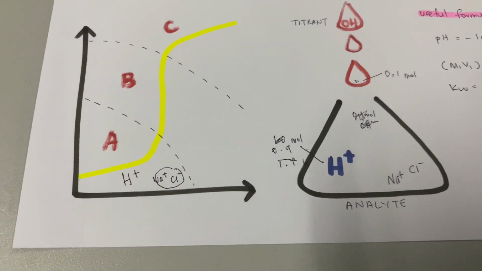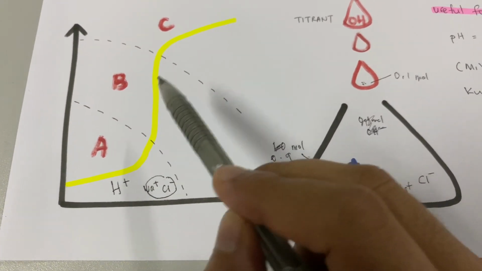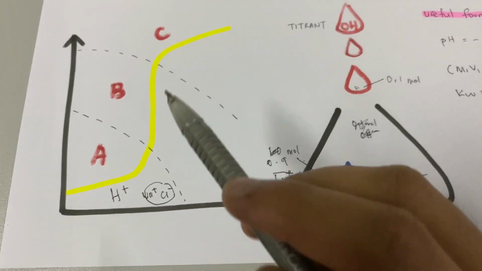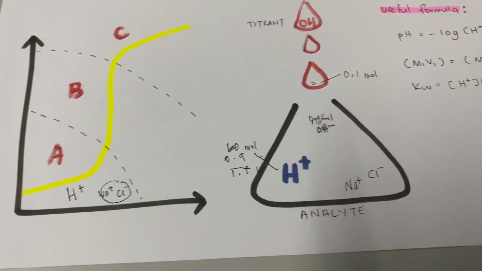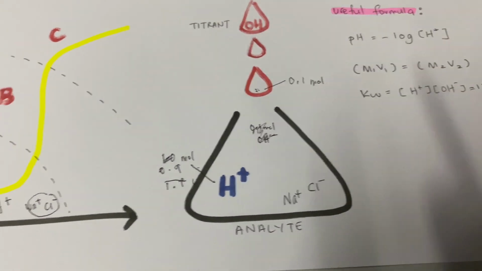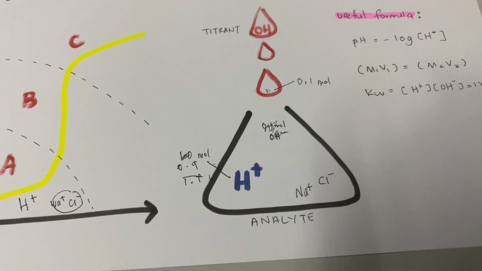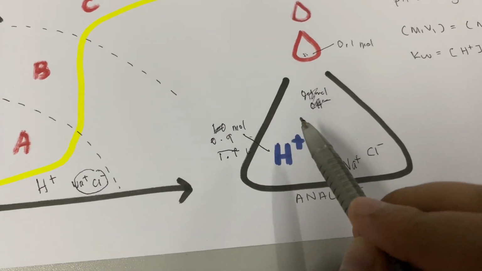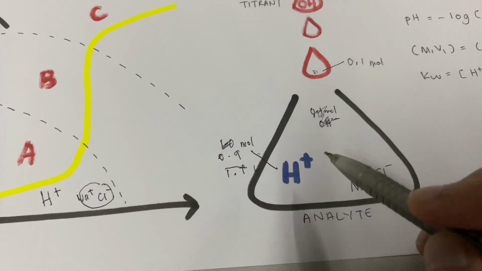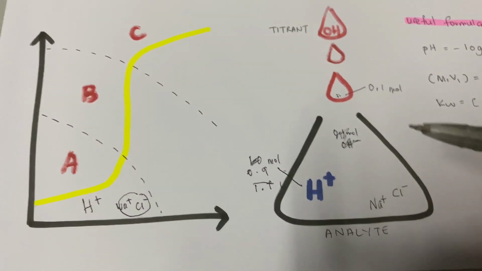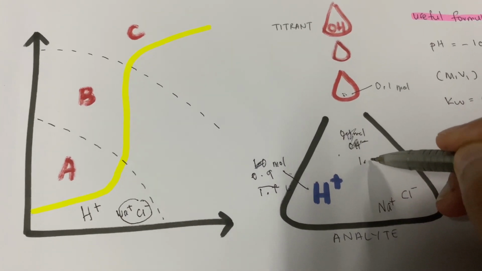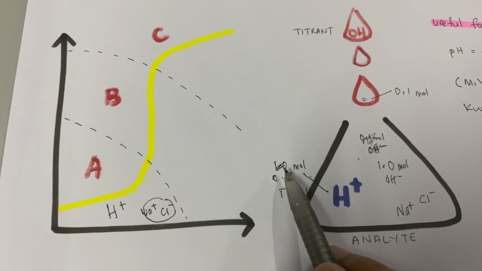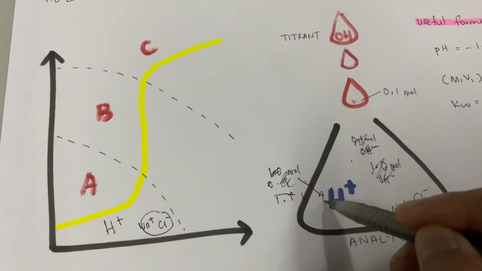Okay, now we will look at what happened in part B. Part B is where the equivalent point exists. So what actually happens at the equivalent point? Yes, the amount of H plus and OH minus is equal. So it means that 1 mole of H plus will be completely used up to neutralize 1 mole of OH minus. So I can put here the total amount added is 1 mole already. So if it is 1 mole, it will completely neutralize each other.